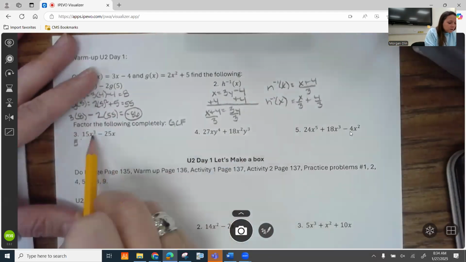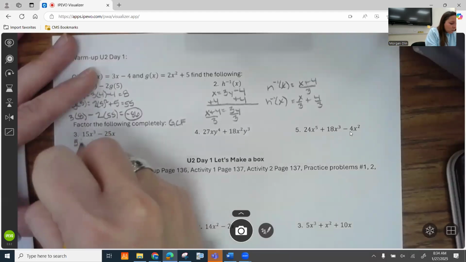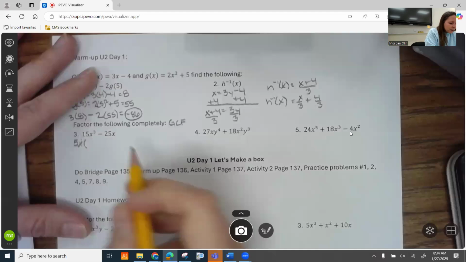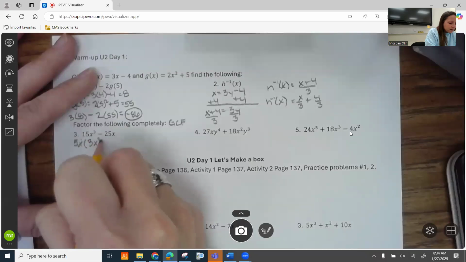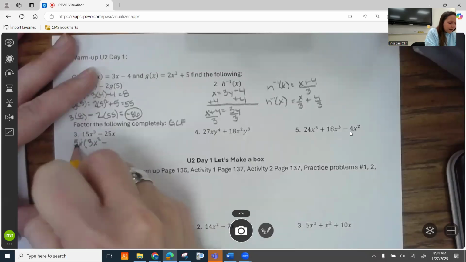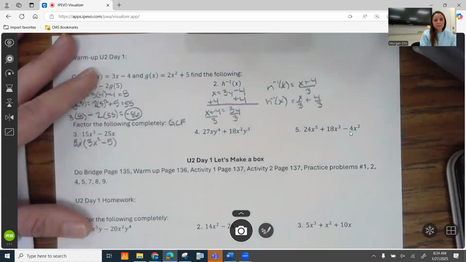All right, but then also look, each of them have an x. So x cubed and x, I can pull out 1x. Here, 15 goes into 5 3 times, and I pulled out 1x, so I'm left with 2 here. Minus 25 divided by 5 is 5. And here I pulled out that x, and we're like that.